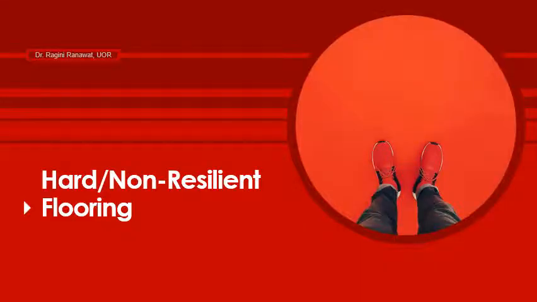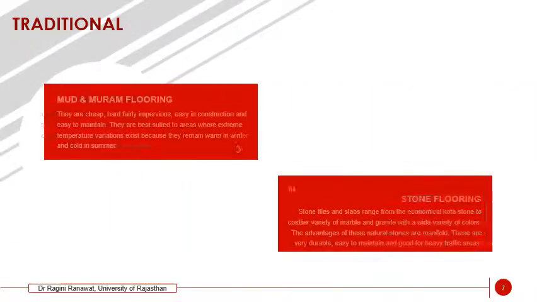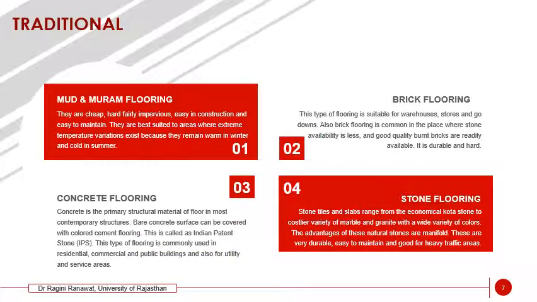Now starting with the hard non-resilient flooring, which also determines how durable the flooring is going to be. So the first category is the traditional flooring materials, which are hard and which are non-resilient. The first type is something which we might have seen in our ancestral homes or in the houses in rural areas. This kind of flooring is the mud and muram flooring.